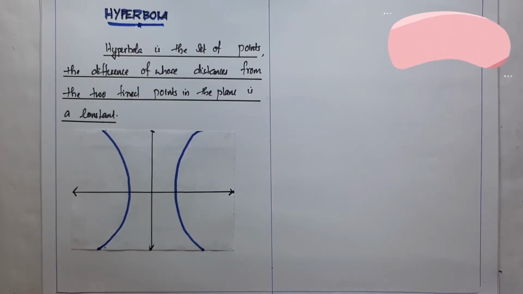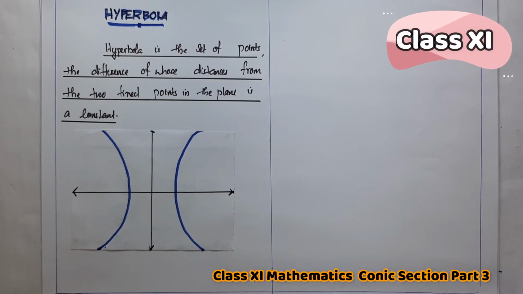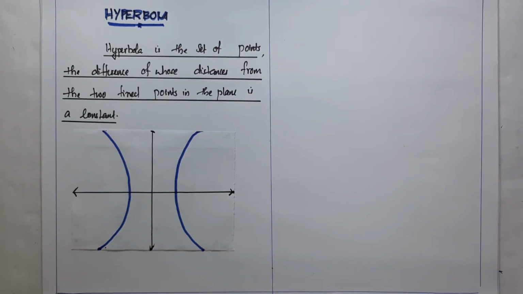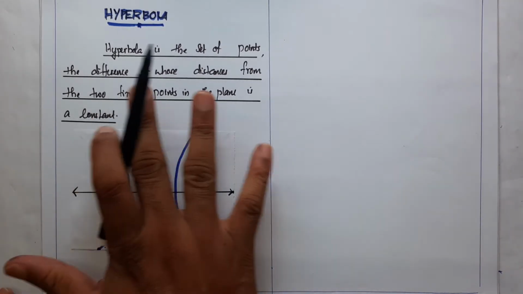Now, next section of the chapter, conic sections, is the hyperbola. What is a hyperbola? A hyperbola is the set of all points, the difference of whose distances from two fixed points in the plane is a constant. That means a hyperbola is a collection of points in a plane.